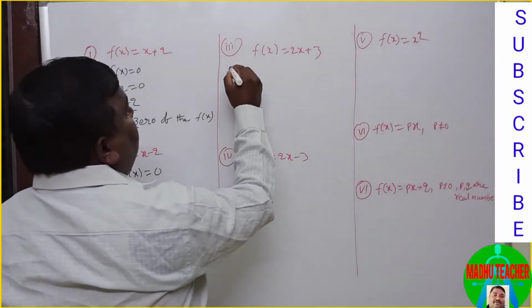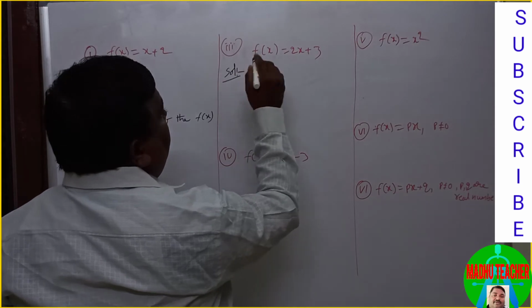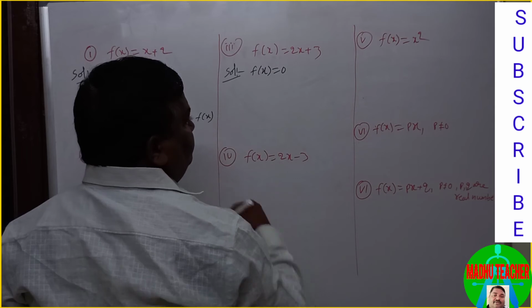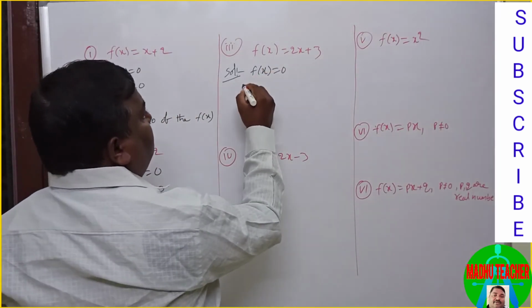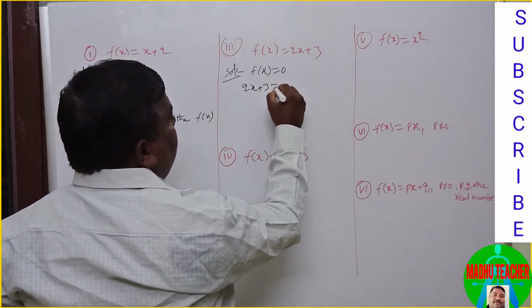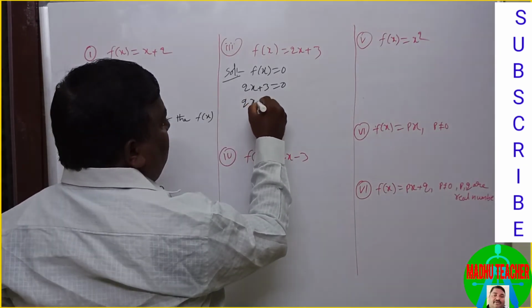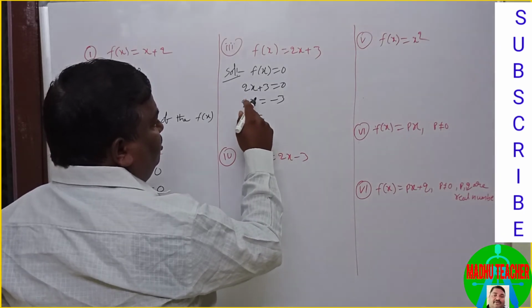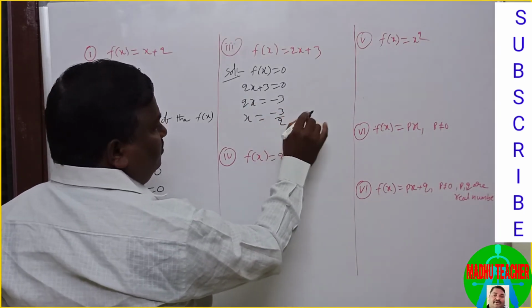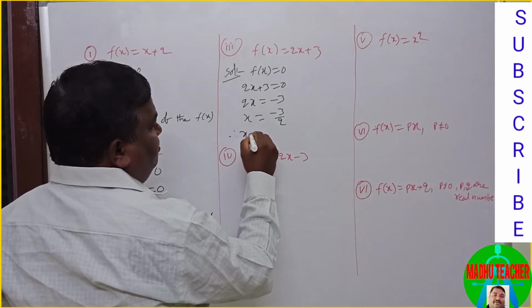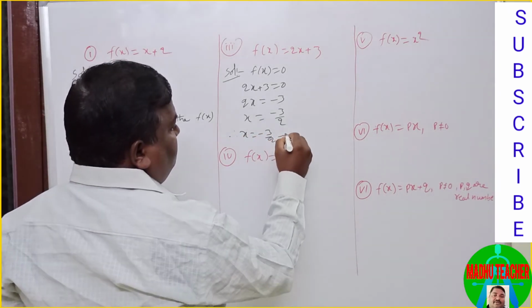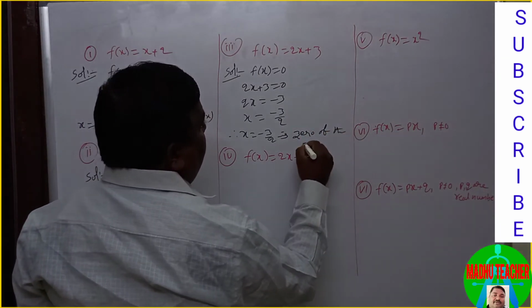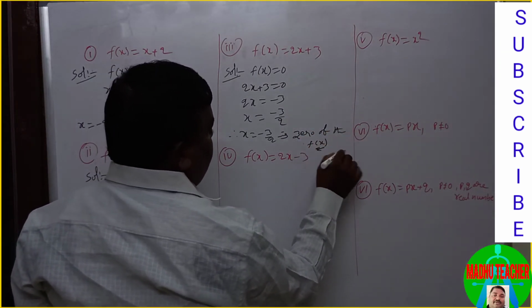Next, let us take f of x equal to 0. Then 2x plus 3 equals 0. So 2x equals, transposing plus 3 to the right side, minus 3. x equals, the 2 going to the other side, minus 3 by 2. So therefore x equal to minus 3 by 2 is the 0 of the polynomial f of x.